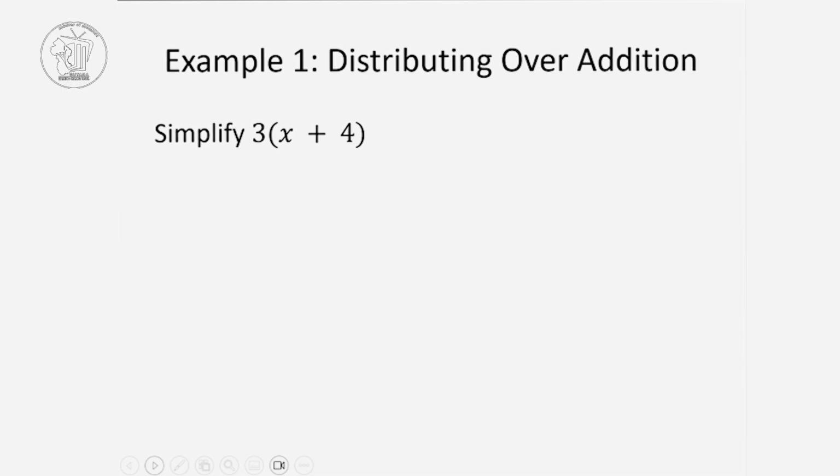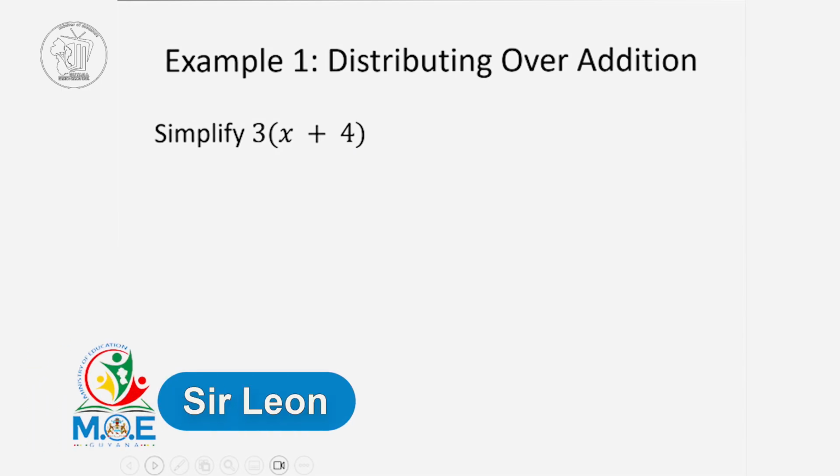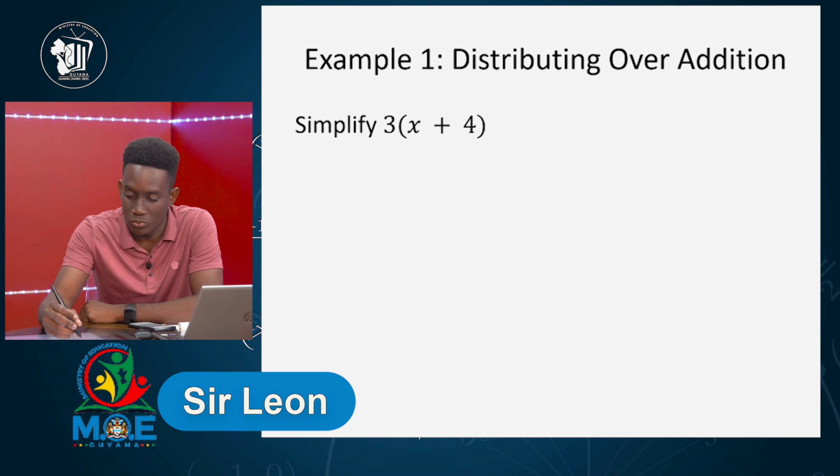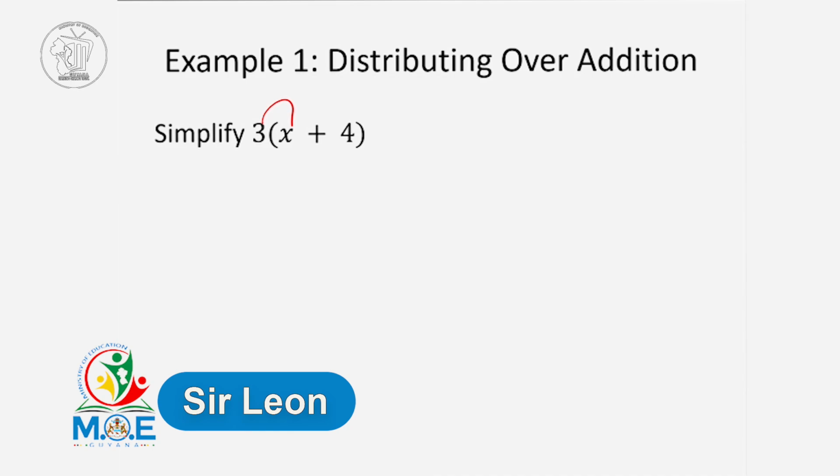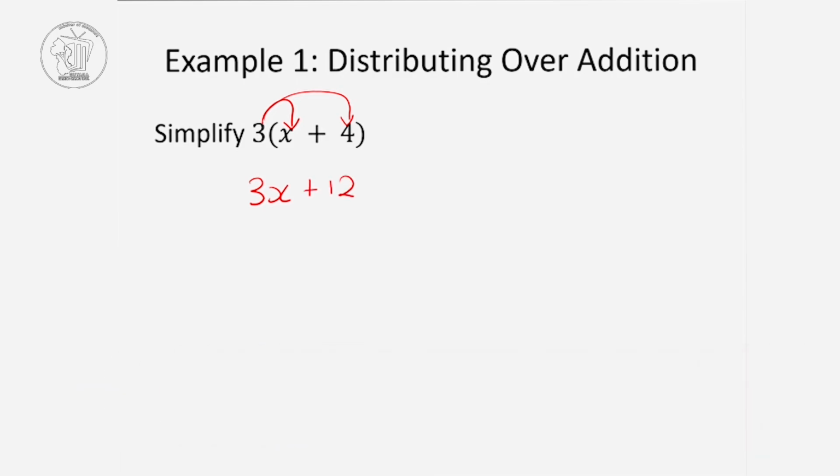So the first example says, simplify, and we have 3 open bracket x plus 4. So we want to distribute this 3 throughout this bracket. This will be 3 multiplied by x, and that will give me 3x. And then this will be now 3 multiplied by, now you can treat this 4 as a positive 4. So 3 multiplied by positive 4 will give me plus 12. And that is the answer for that question.